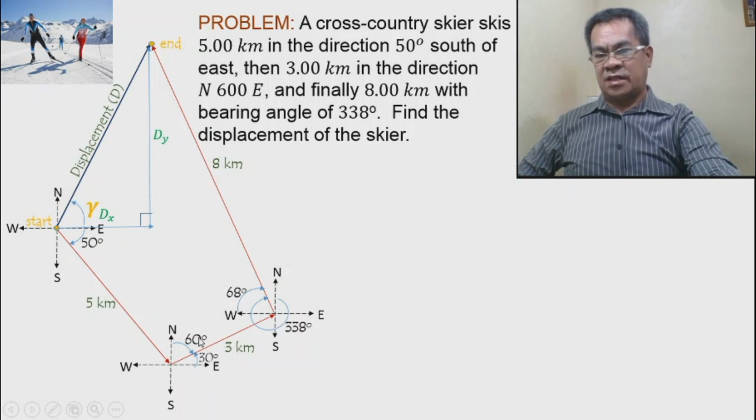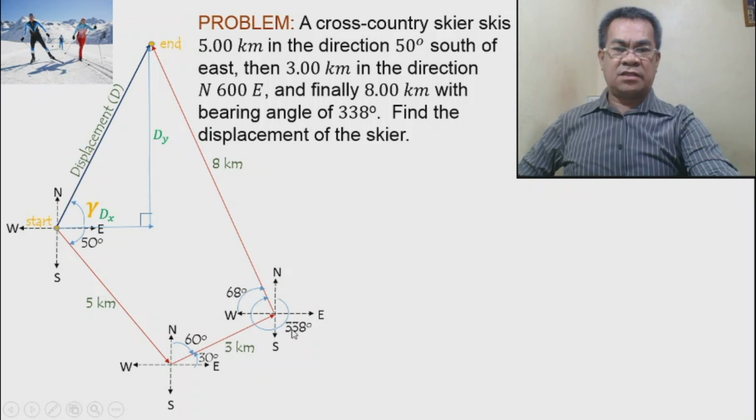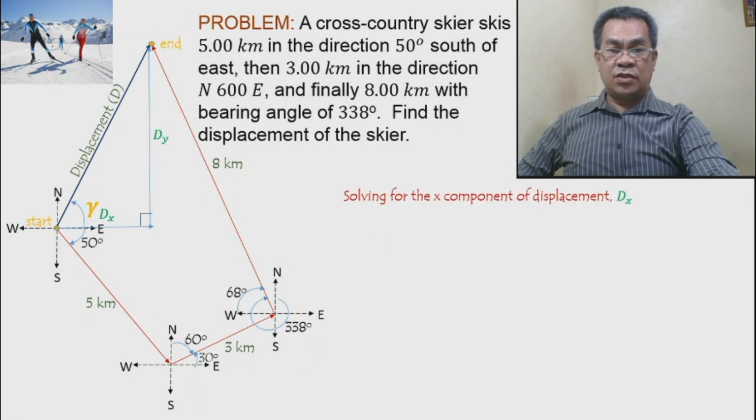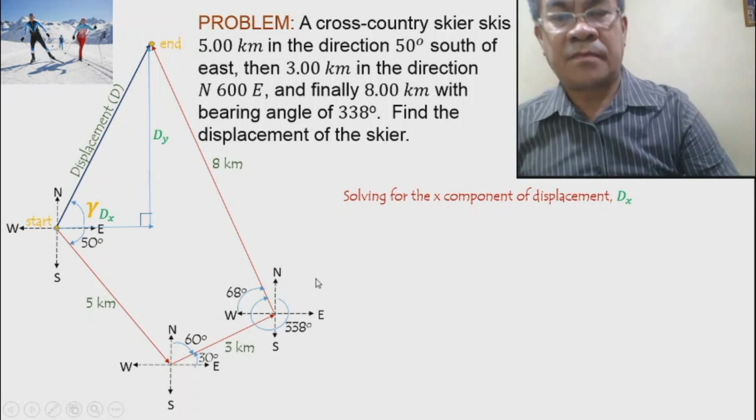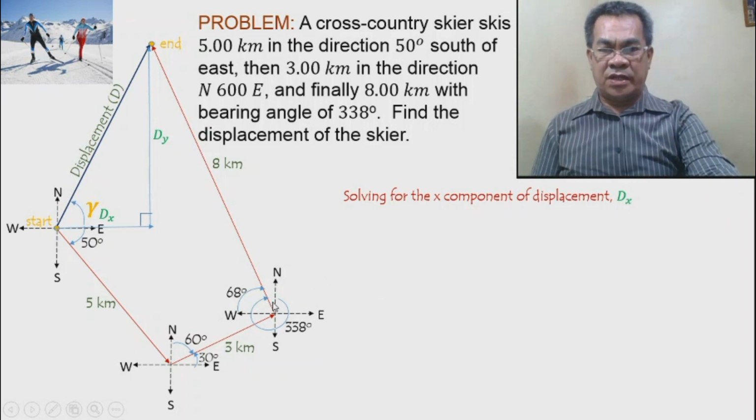Although you can use 60. If you insist to use 60, do not use cosine for x. Use the cosine for the y component. Now this one, you can also use 338 degrees. Do not use negative or positive, because you substitute directly with the 338 into the cosine. So the answer will give you the algebraic sign. Okay? So for this solution, we will use the reference angle.